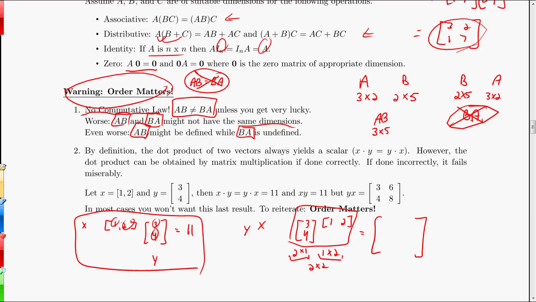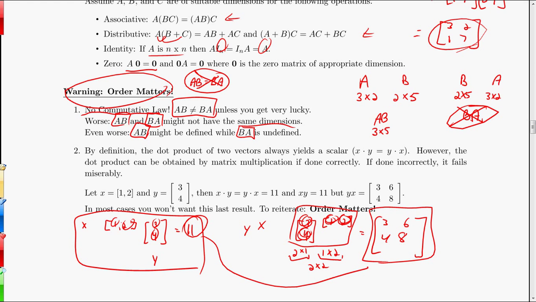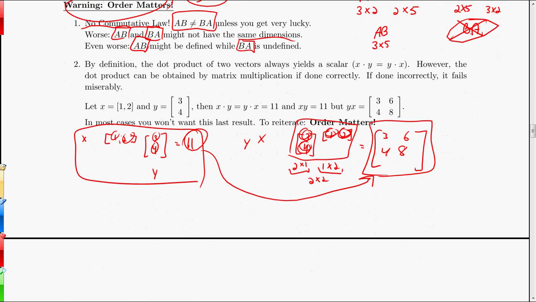For example, if I took y times x, right? This is matrix multiplication. First row, first column is 3. First row, second column is 6. Second row, first column is 4. Second row, second column is 8. So if you were expecting an 11 in your code, and you got this instead, terrible things will happen, right? So keep that in mind if you're trying to do the dot product via matrix multiplication. Order really matters.